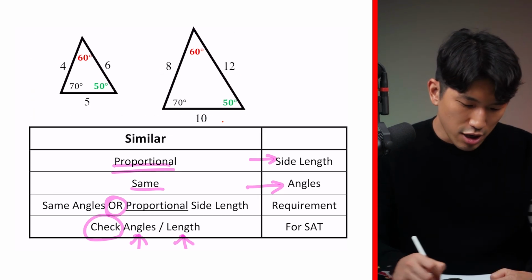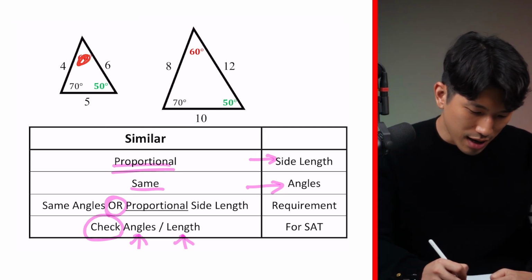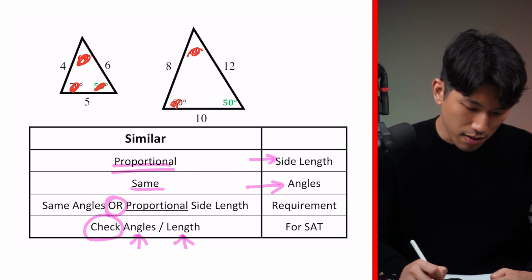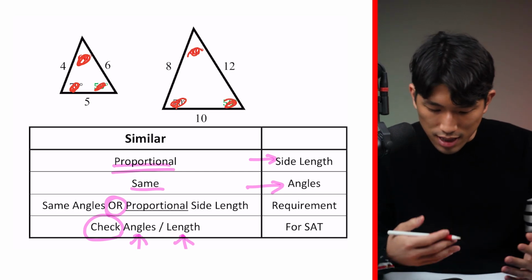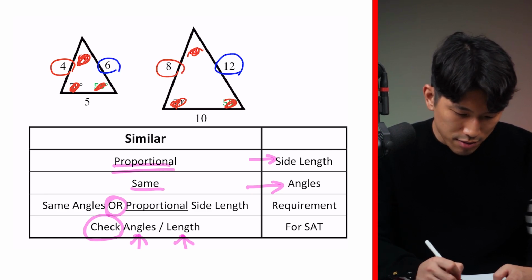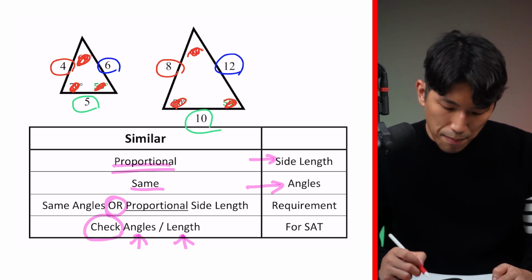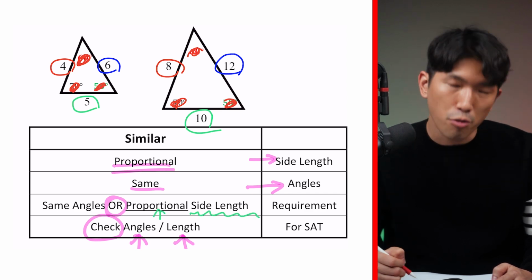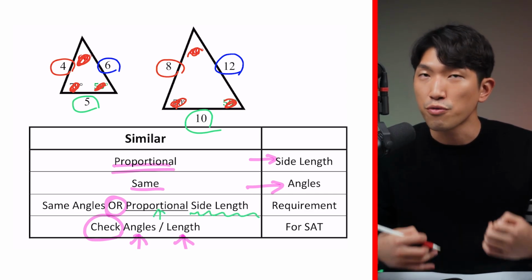So for example, let's say you're given these two triangles over here and you're not given the angles, but just the side lengths like so. Then you can look at the side lengths and say, oh, 4 and 8, that's going to be times 2. 6 and 12, that's times 2. 5 and 10, that's times 2. And because all of your side lengths are going to be proportional, that is enough to prove similarity.